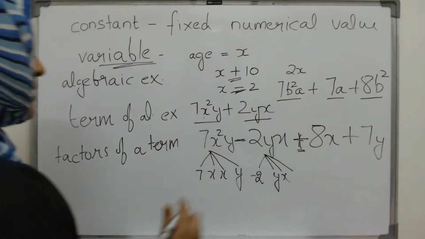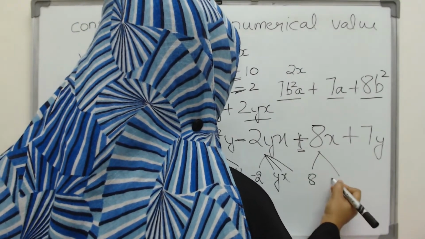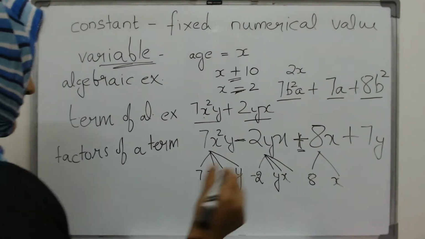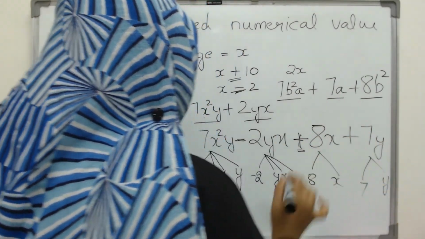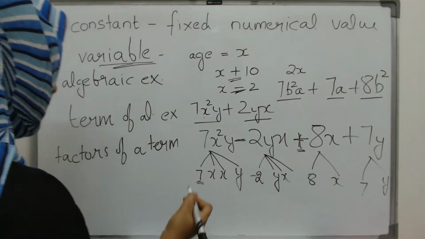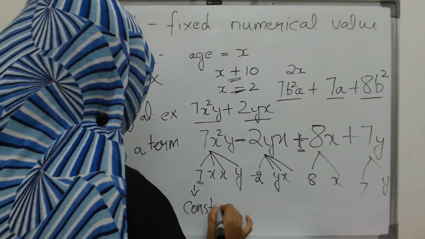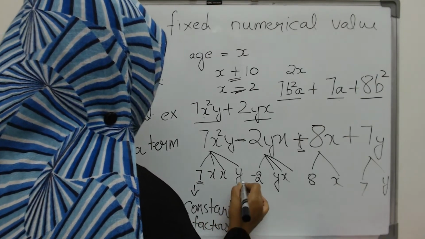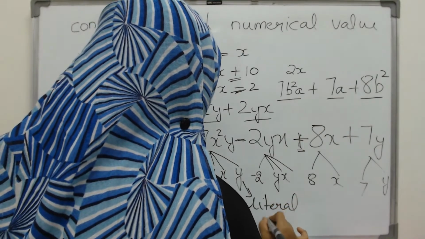Now go to the third term. This is plus 8. So I will just write it as x and this is x. The third term has 2 factors. And what about the last term? The last term also has 2 factors. In this, the numbers are known as the constant factors and these variables are called the literal factors.